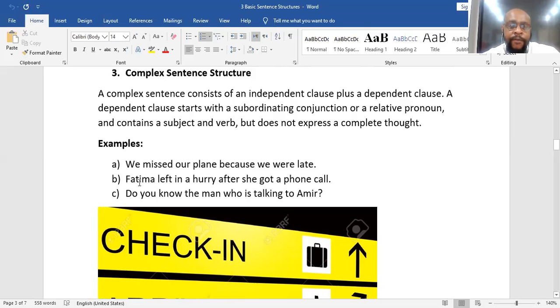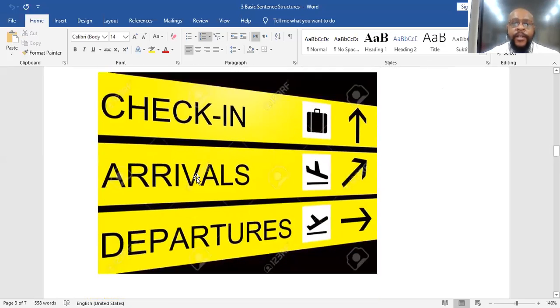The second one, Fatima left in a hurry after, and that is the subordinating conjunction, she got a phone call, right? And C, do you know the man who is talking to Amir? "Who", that is the subordinating conjunction, right? "Is talking to Amir" has a subject and a verb, but does not complete a thought, right? So for the whole thing, you want to have, do you know the man who is talking to Amir? And that is your complex sentence structure.